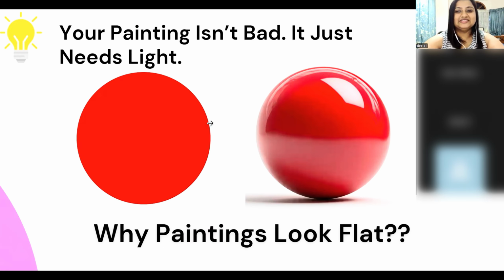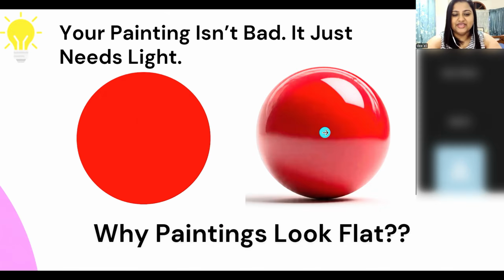Okay. Your painting isn't bad. It just needs a bit of light. So can you see these two red circles? This is a flat red circle, and you know it is a one-dimensional image because there is no difference in the tones or shade. There's nothing defining it or giving it depth. But at the same time, you can see the red ball here. You can see a lot of shades of red here and how that is creating a beautiful three-dimensional effect on this ball.